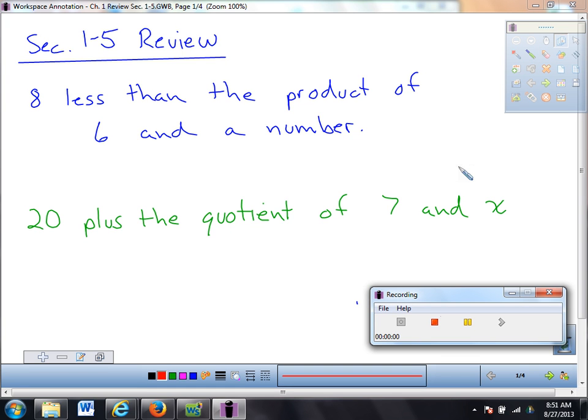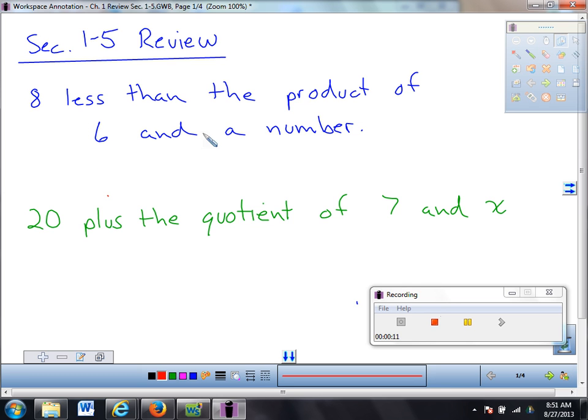Okay, ladies, here's a few review problems from sections 1 through 5. It'd be really good to do this before the quiz. What you need to do is right now pause it, write down those two problems, and then answer them. And when you have them both answered, then press play. Okay, so you need to pause it now.